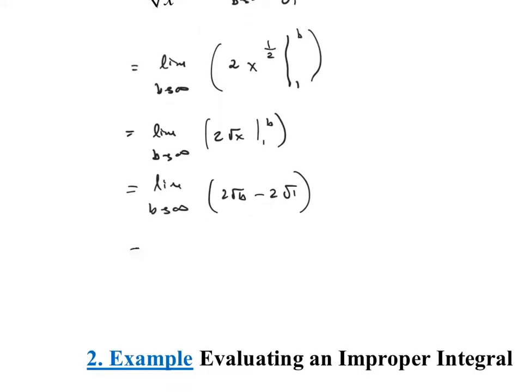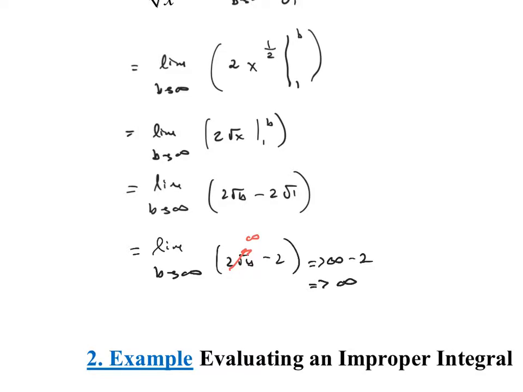So what is that? That's the limit as b approaches infinity of 2 root b minus 2. Let's think about what happens. As b goes to infinity, consider that first term. The square root of a large number is a large number, so this first term is actually going to go to infinity. So what I essentially have is infinity minus 2. I mean, it approaches infinity minus 2. A huge number minus 2, which is approaching infinity. Okay, infinity minus 2 is still infinity.